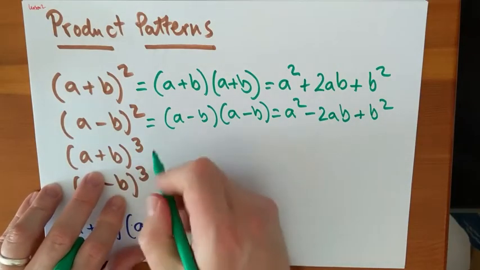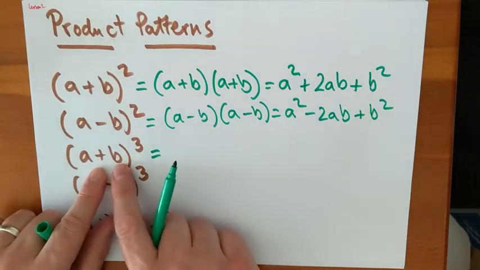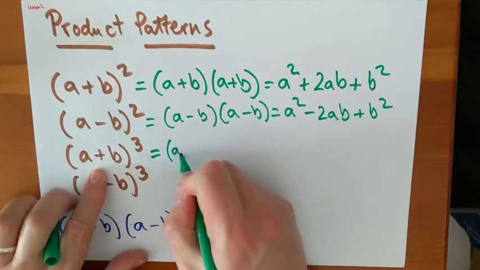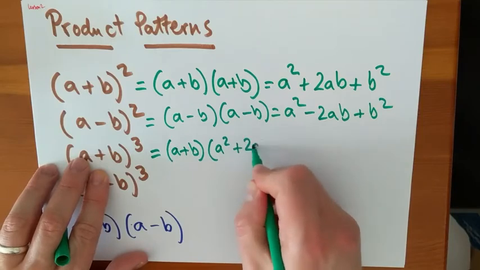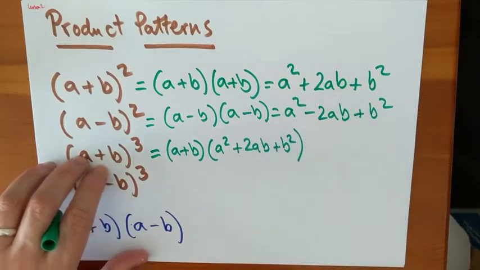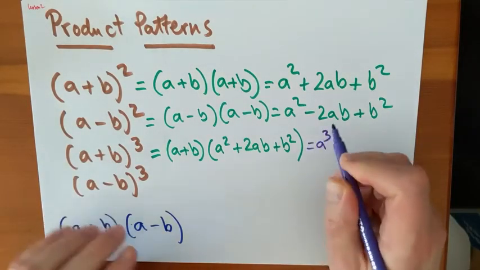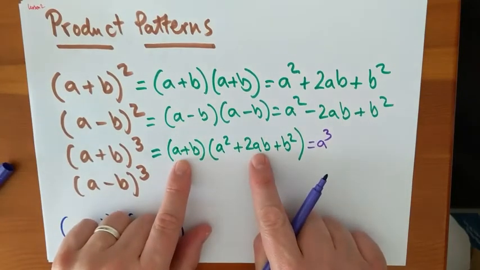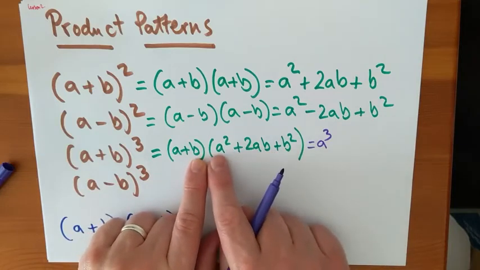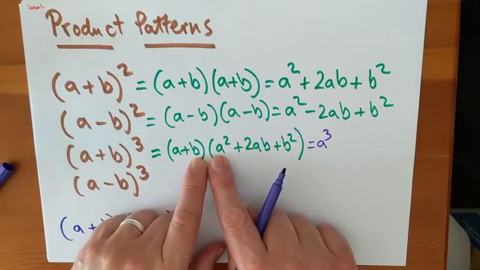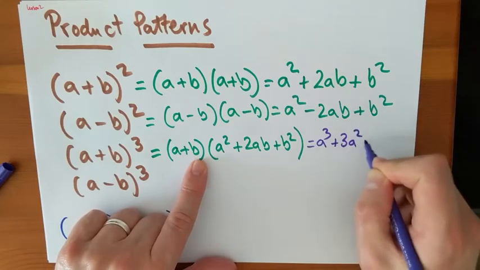(a + b) cubed also has a pattern, but it's less simple to work out straight away. What this would give you would be (a + b) times (a + b) times (a + b). So effectively, you can think of this as (a + b) times (a + b) squared, which we now know is this. And if you multiply out those brackets, you get a times a squared is a cubed. Then you get an a times 2ab, which gives you 2a squared b. Later on, you have a b times a squared, which gives you 1a squared b. So the 2a squared b and the 1a squared b gives you 3a squared b.